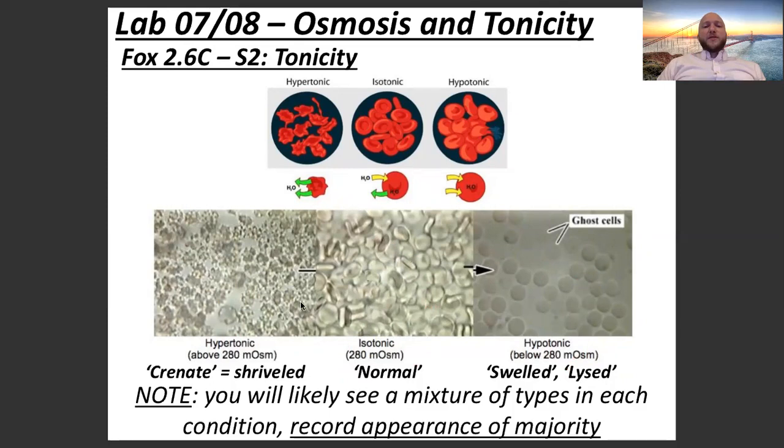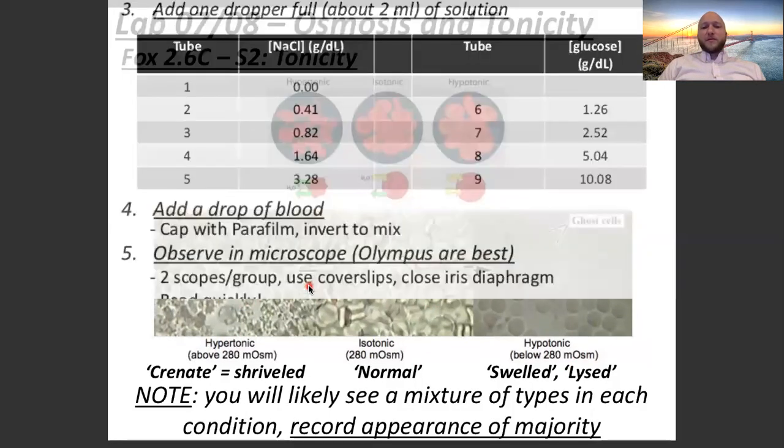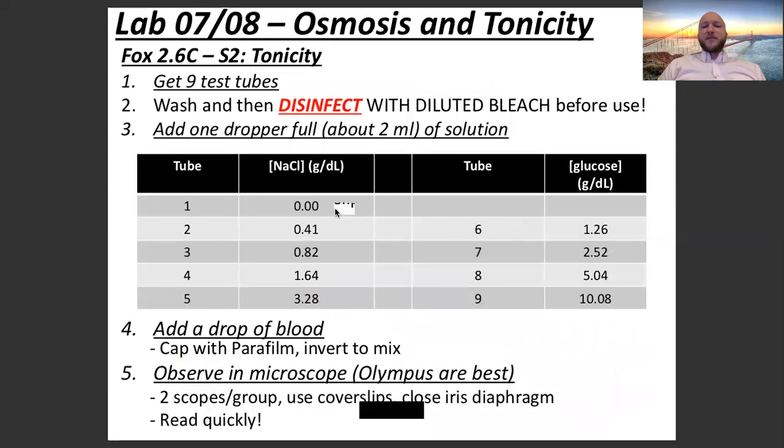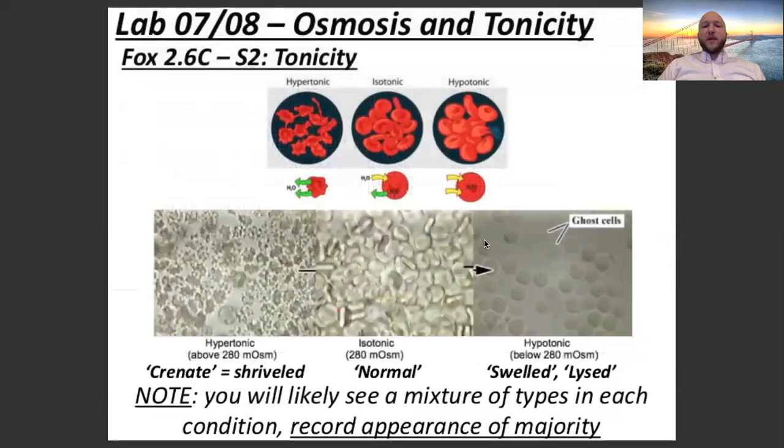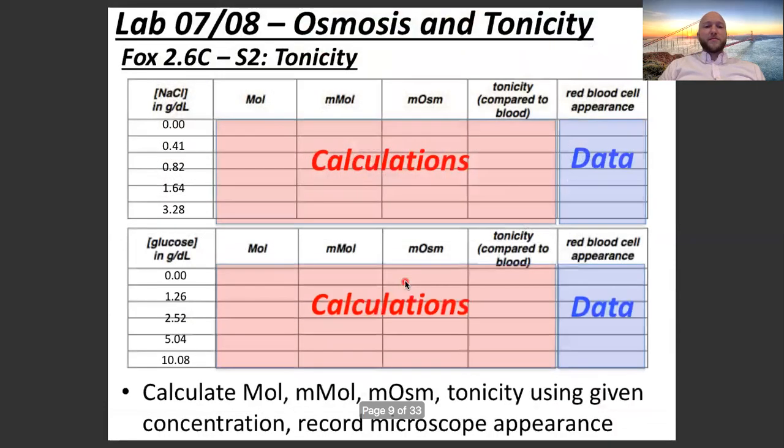What is going to determine the fate of the red blood cells? Can you predict what solutions will have red blood cells that look like each of these? Remember, think osmosis, or think tonicity and osmosis for this one. All right.